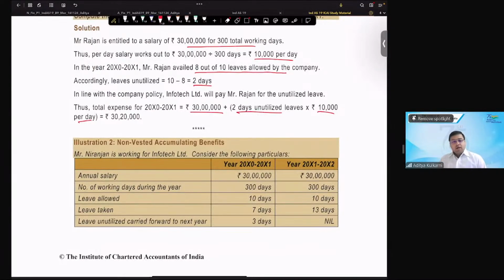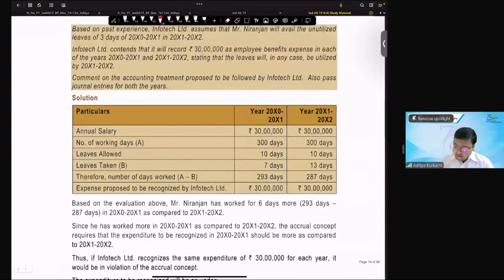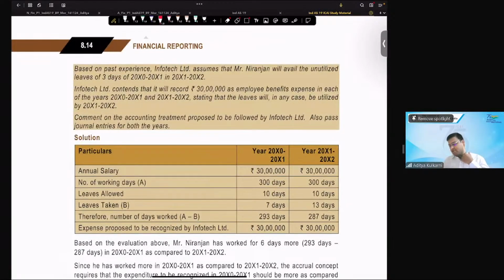Mr. Niranjan is working for Infotech Limited. Consider the following particulars. Annual salary 30 lakhs for years 1 and 2. Number of working days 300 days each. Leave allowed 10 days. First year he has taken 7 days leave. Unutilized leave carried forward to the next year is 3 days. Next year he takes 13 days leave and then his leave balance is becoming 0 in the next year. Based on past experience, Infotech assumes that Mr. Niranjan will avail the unutilized leaves of 3 days of year 1 in year 2.